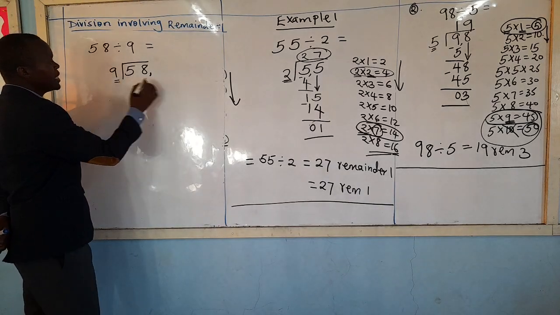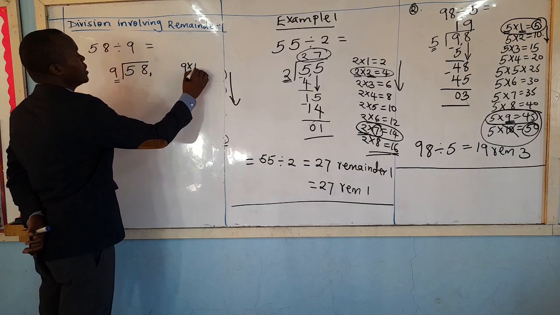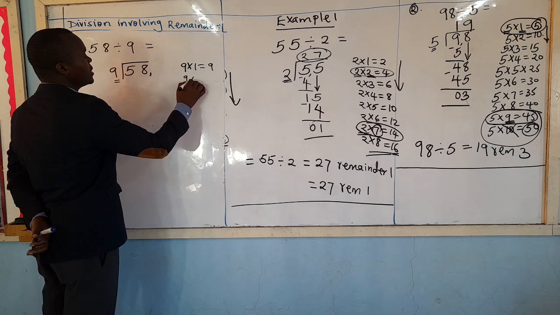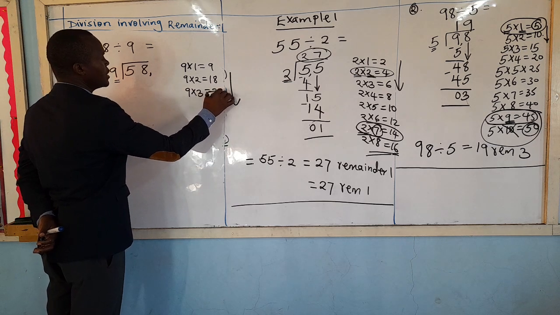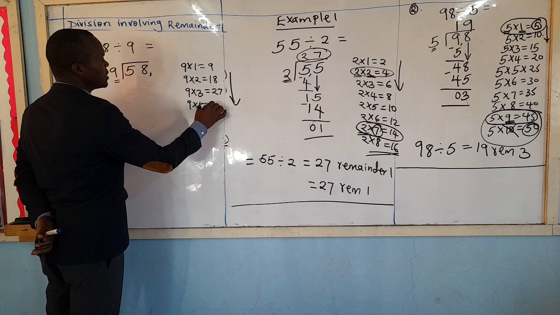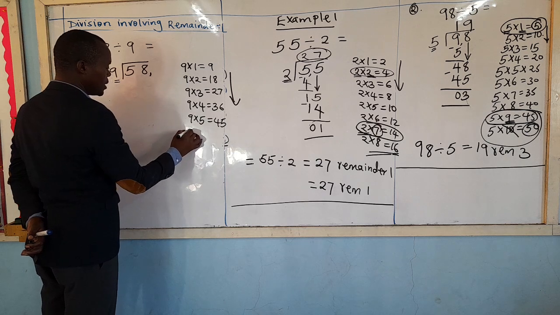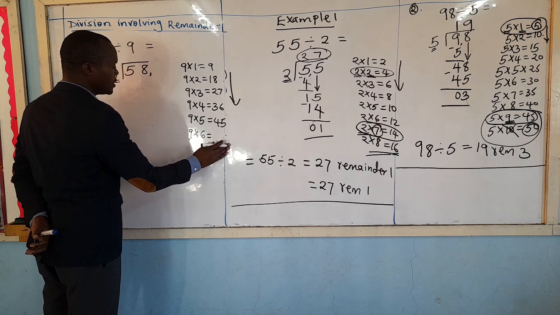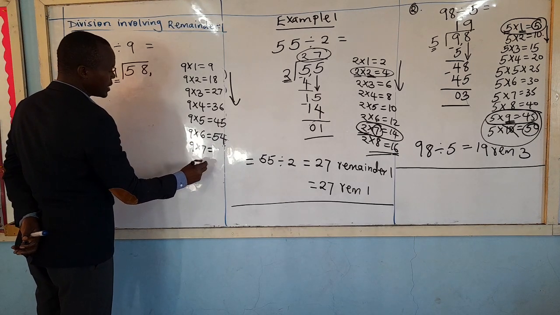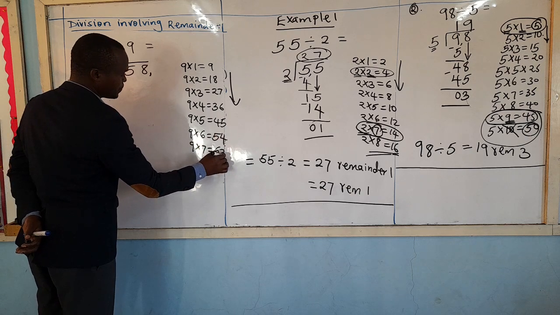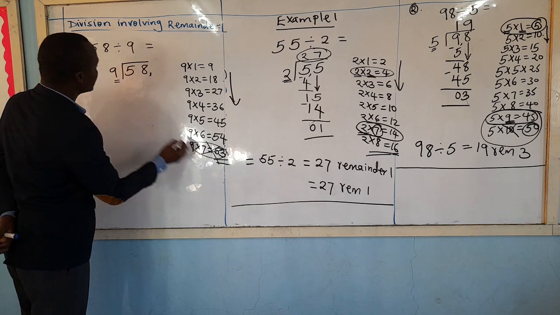Proceed making the table of 9 until we get 58 or a number which is less than 58. This one gives us 9. 9 times 2 gives us 18. 9 times 3 gives us 27. 9 times 4 gives us 36. 9 times 5 gives us 45. 9 times 6 gives us 54. And then 9 times 7 will give us 63. So we cannot take 63 because this one now is bigger. 63 is bigger than this.